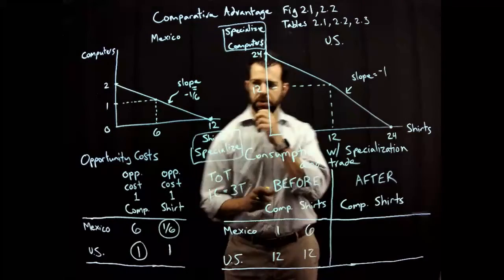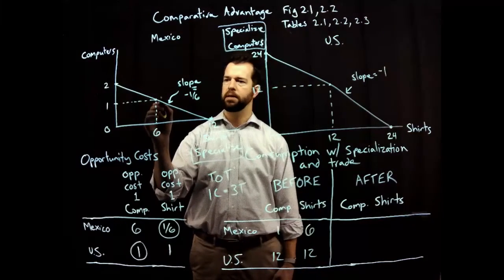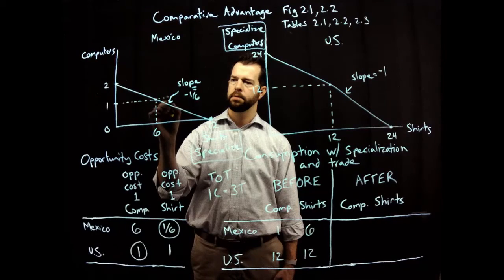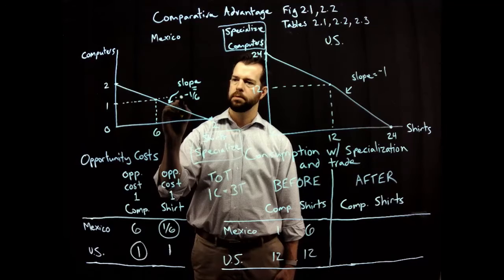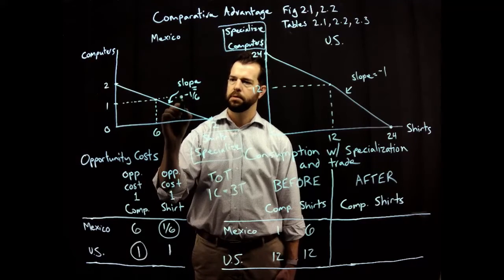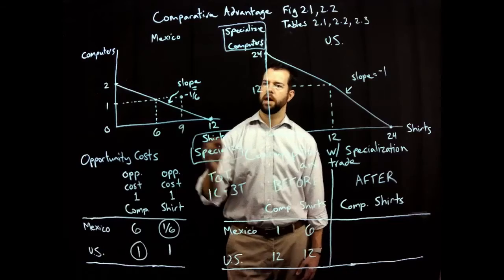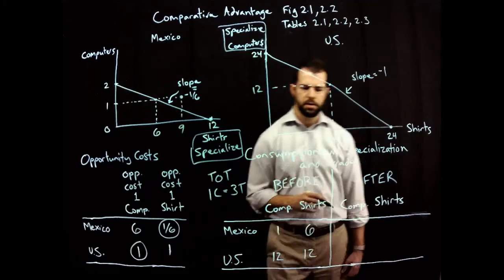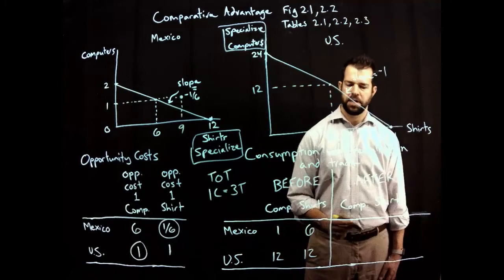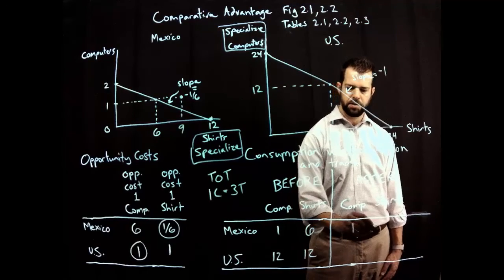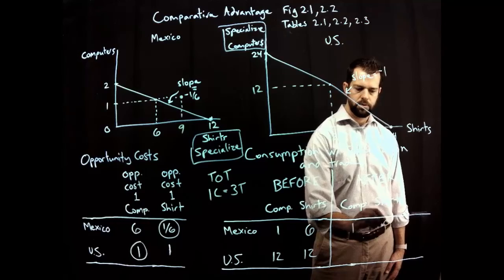And so what I want to do is show you that here. This point right here is 1 computer and 9 shirts. So after specialization and trade, Mexico still has the 1 computer, but they also get to keep 3 of their shirts.